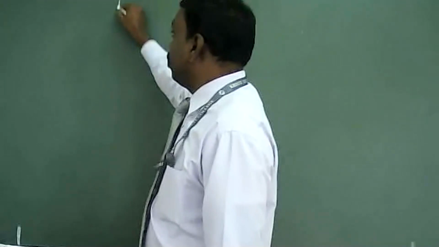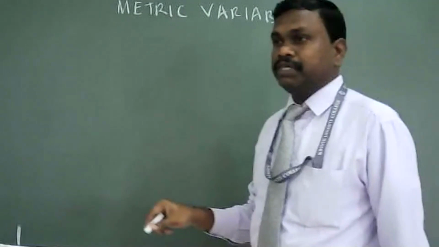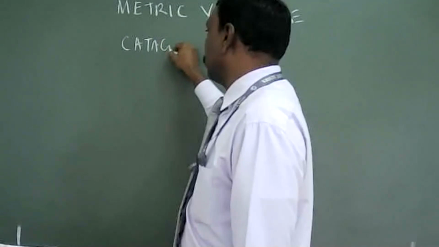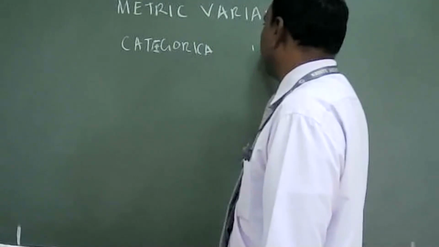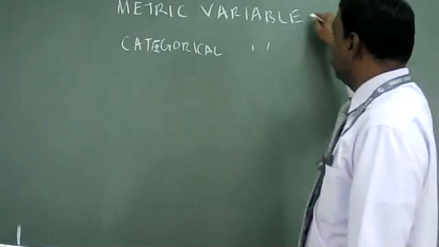One we call metric variables. The next one is what we call categorical variables. The first thing is we need to identify what is meant by a metric variable and what is meant by a categorical variable.